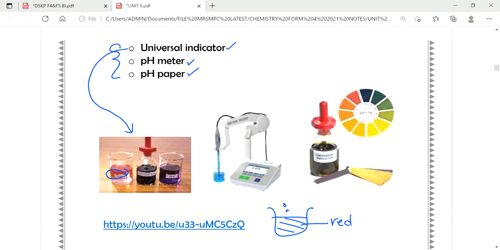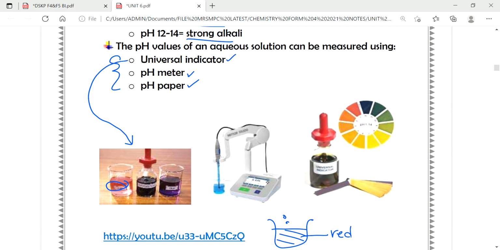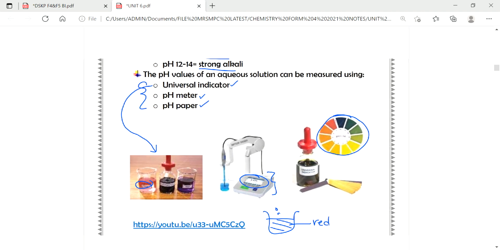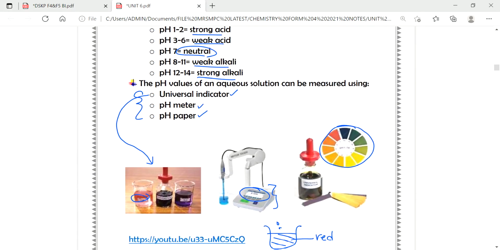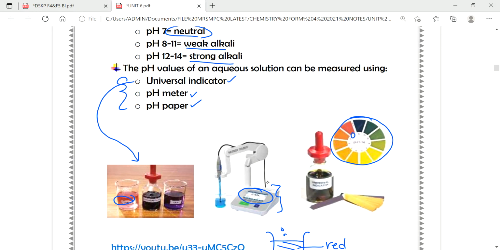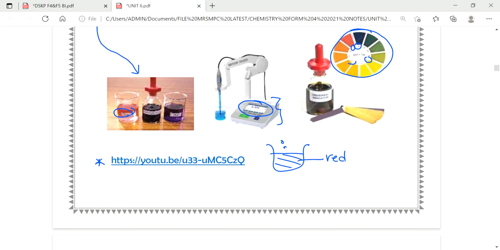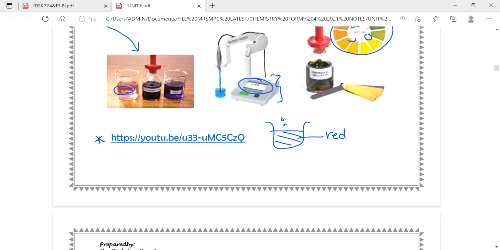That is the universal indicator. For the pH meter, we just dip the pH meter inside the container containing the solution whose pH value we want to know. When we dip it, we will come up with the pH value, so there are calculations inside. Then there is pH paper, which has colors like the ones at the top here. This is the pH paper. It is very useful to determine the scale. On the pH paper, red has a certain pH value, this one has another, and for yellow there are numbers too. This link is used to learn how to use a pH meter. If you want to learn how to use a pH meter, you can go to this YouTube link.